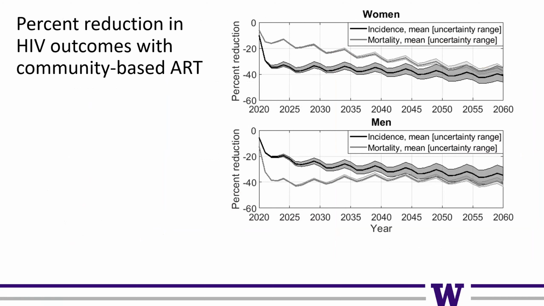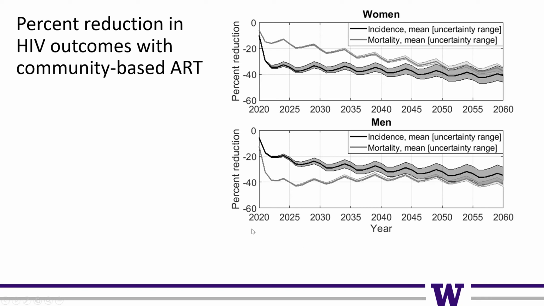Under the current clinic-based services, HIV incidence in 2020 is approximately 2.7% among women and about half, or 1.2%, among men. By contrast, HIV mortality rates are similar by gender, reflecting that although a higher proportion of women are living with HIV, men are less likely to be virally suppressed. This figure on the right shows the percent reduction in HIV outcomes since 2020 with community-based ART.